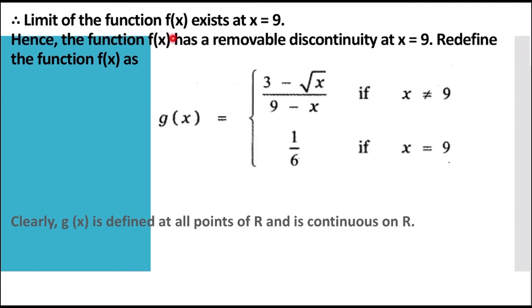Therefore, the limit of the function f of x exists at x is equal to 9. We have calculated it. So, we can redefine the function now. The function f of x has a removable discontinuity at x is equal to 9. So, we can redefine the function f of x as g of x is equal to 3 minus root x divided by 9 minus x if x is not equal to 9. When x is equal to 9, it is 1 by 6.